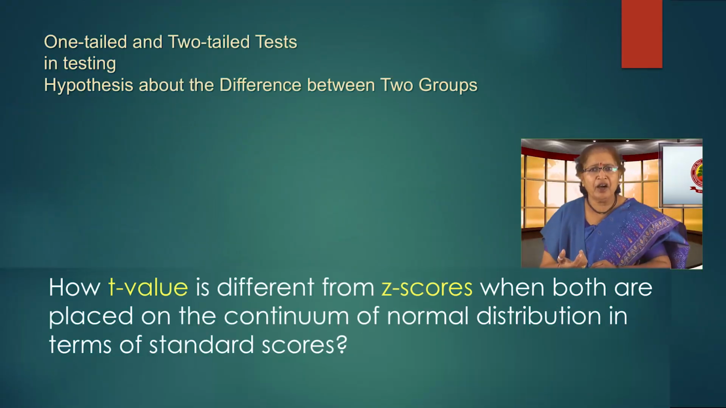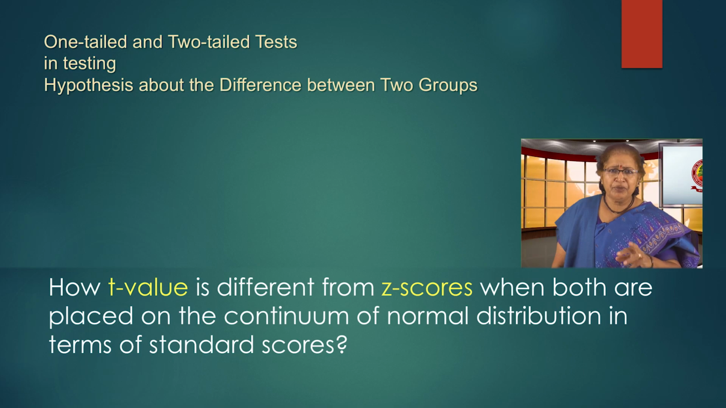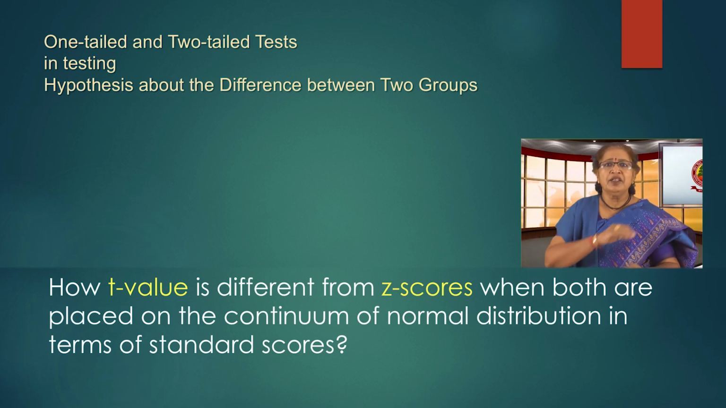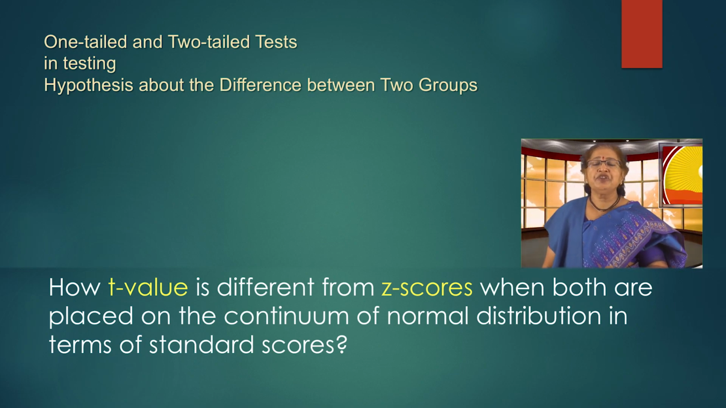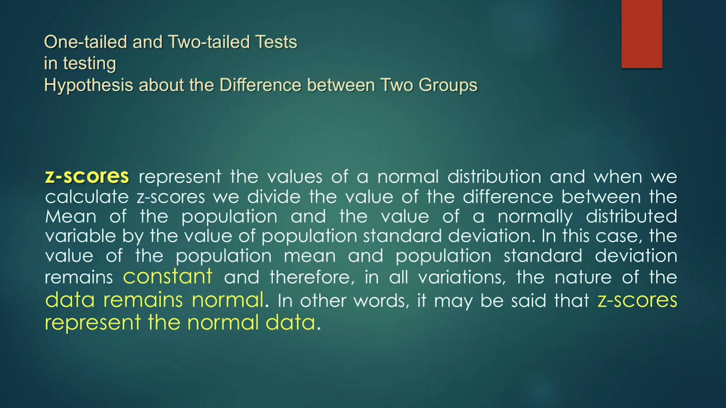My students immediately questioned me, then how is the t value different from z scores when both are placed on the continuum of normal distribution in terms of standard scores? As we know that the z scores represent the value of a normal distribution, and when we calculate z scores, recall the procedure we used in our previous session.